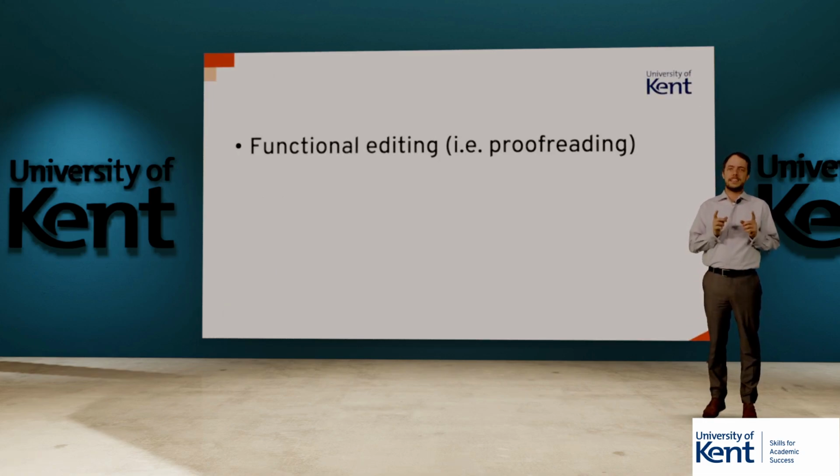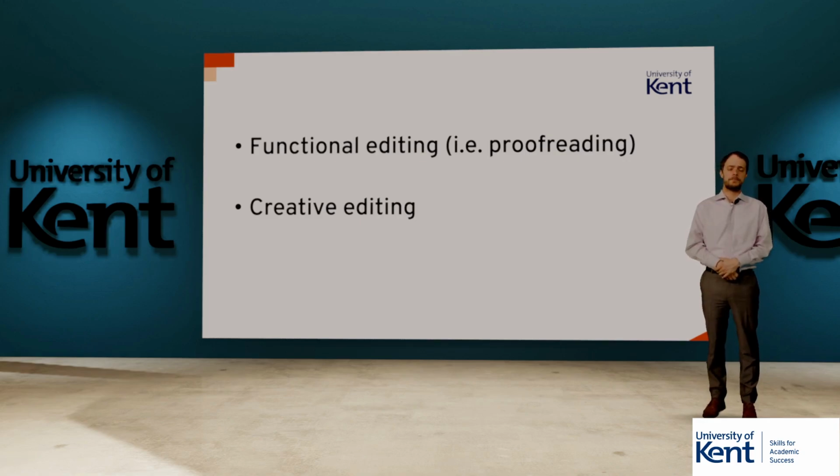So first, let's split this task into two parts. The first part is what I'm going to call functional editing. The second is going to be called creative editing. But just to be clear, you don't have to consider yourself a creative person in order to do this. Functional editing first. These are the rules that we follow on word order, grammar, sentence structure, etc. Functional editing is what we might also call proofreading.